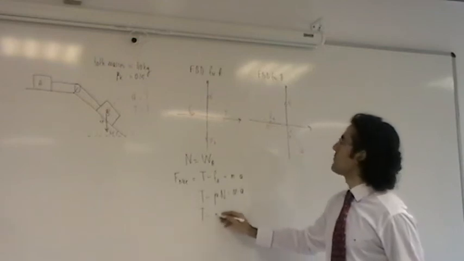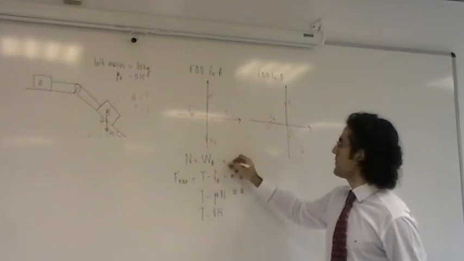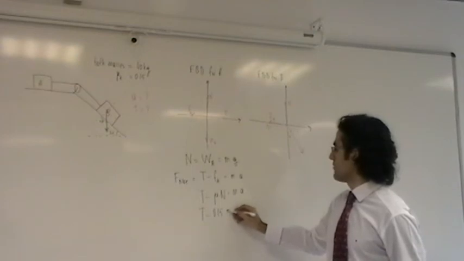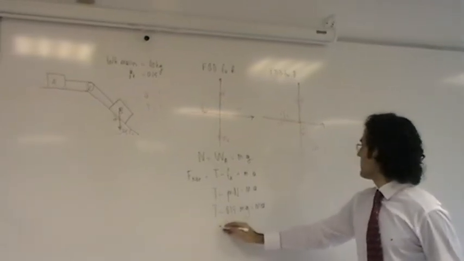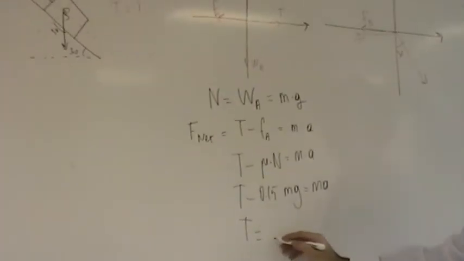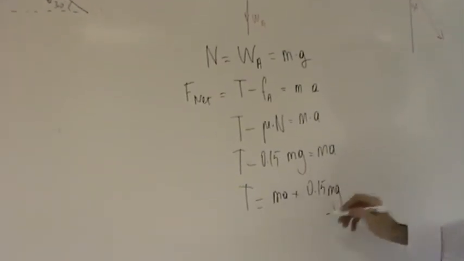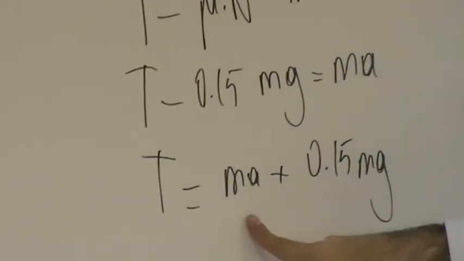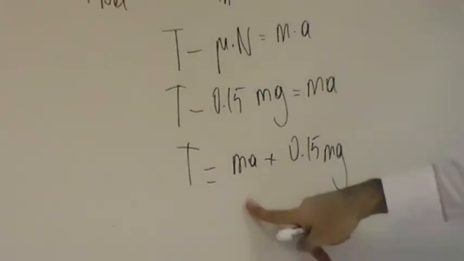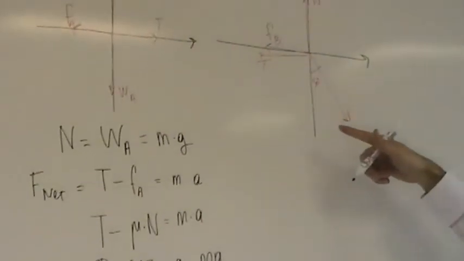Tension minus mu, which is given as 0.15, times normal force. Normal force is equal to weight of A, which is equal to mass times g. I will write it down here as mg is equal to ma, and I can write tension here as well: T equals ma plus 0.15 mg. So this is an equation which has two unknowns. One of them is tension, the other one is acceleration, and I need one more equation to find tension and acceleration. I will move on to object B and write down the equations in here.